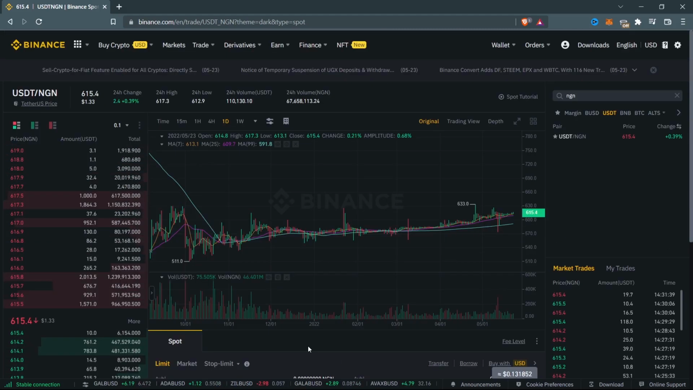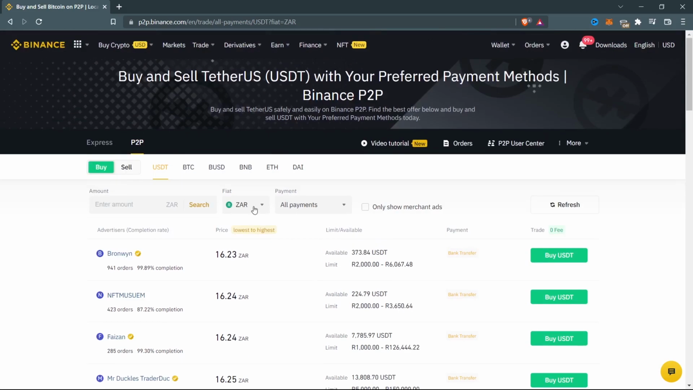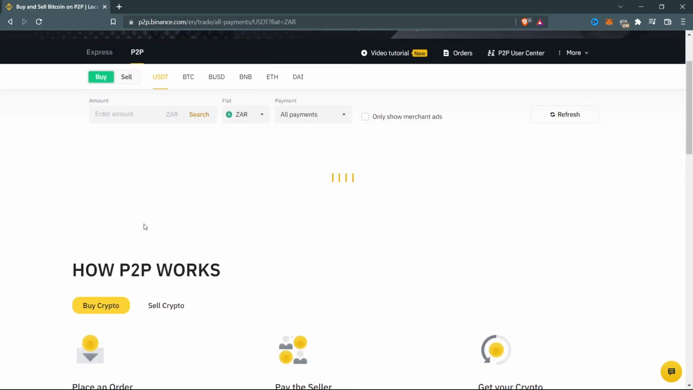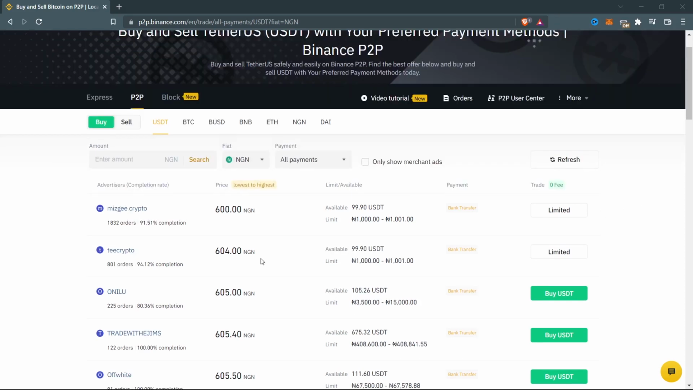So right now I'm going to take you to the P2P tab and show you how exactly you're going to beat this market. So what you are looking at right here is the P2P interface. So I'm just going to go ahead and change the currency right here to NGN. It's going to show me all the sellers that are selling NGN right now. Now this is the interface of P2P on Binance, so we're just going to go ahead and click NGN.